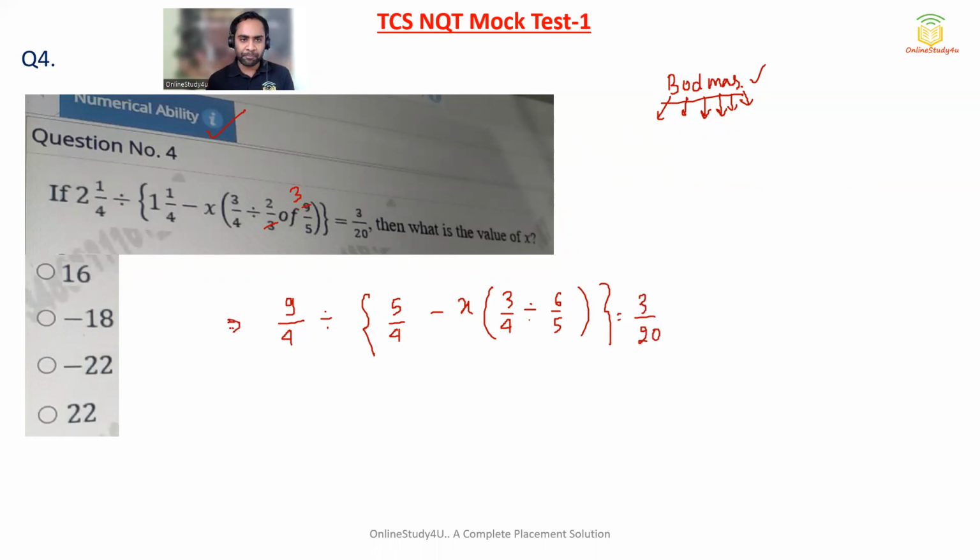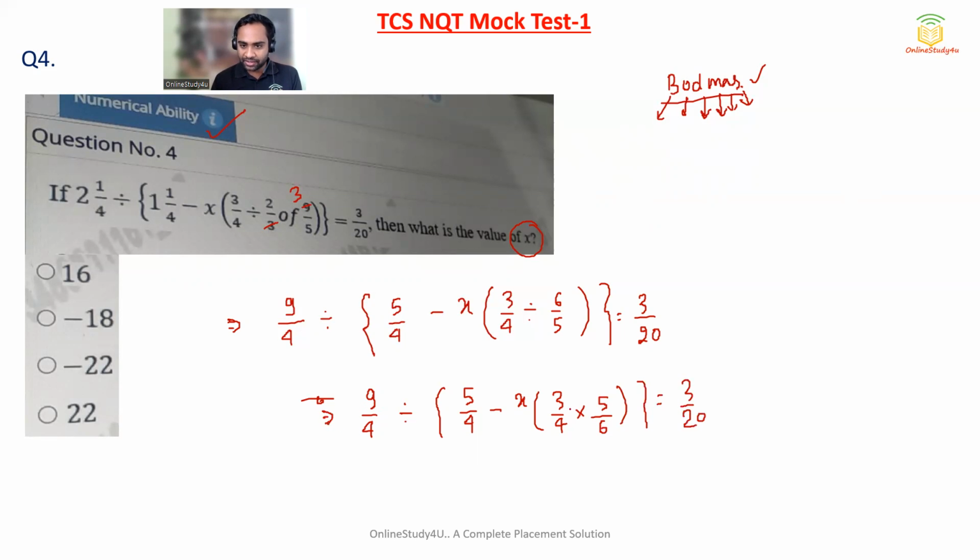See, the problem will be simple if you know what BODMAS is. So basically you have to find out the value of x here, right? So again, 9 by 4 I will write, divided by, so this will become 5 by 4 minus x into 3 by 4. If it is division and you convert it into multiplication, then it will just reverse, will be equal to 3 by 20. And then again 3 2s are. I am doing it very slowly, friends, please try to understand, everybody should be able to understand.